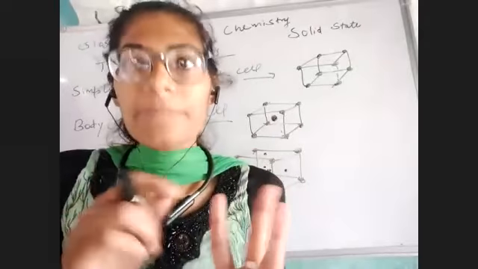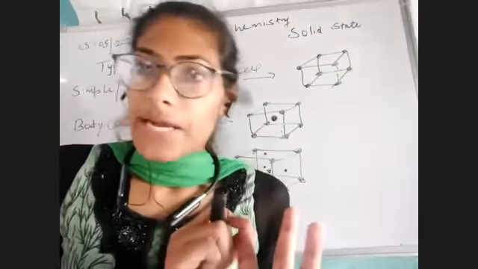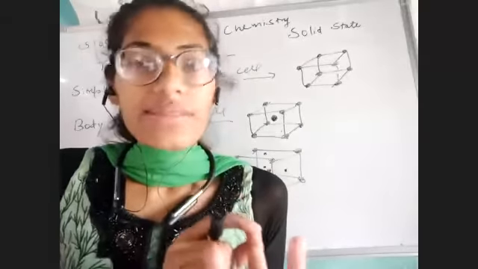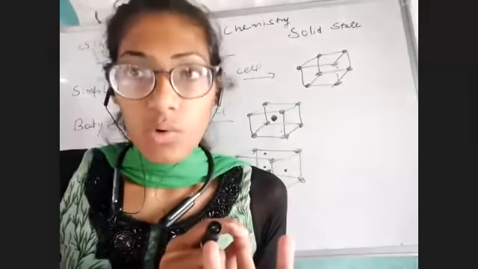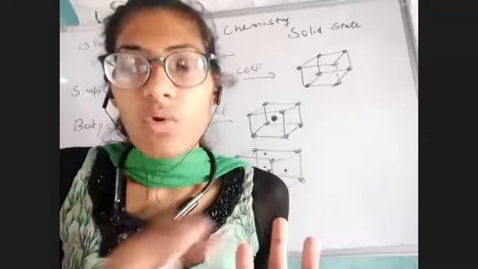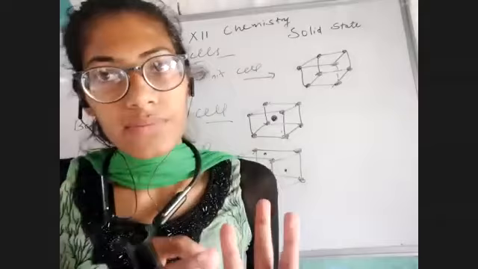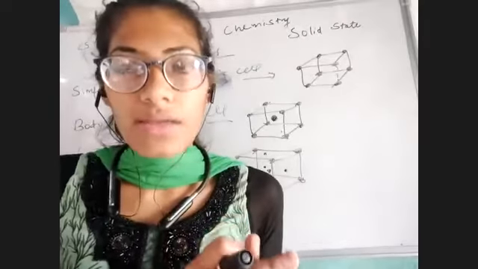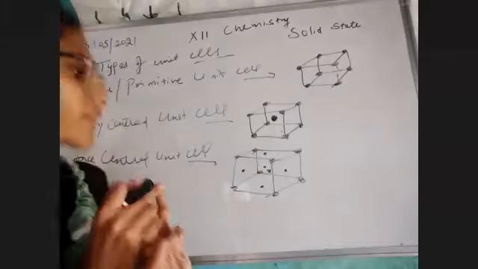In short, we have 3 types of unit cell. Most importantly, the simple or primitive, that means atoms are present only at the corners. Body center, that means atoms are present at the corners, as well as one atom is present at the center of the whole body of the atom. All right, now we're going to move with our third topic, that is face center.